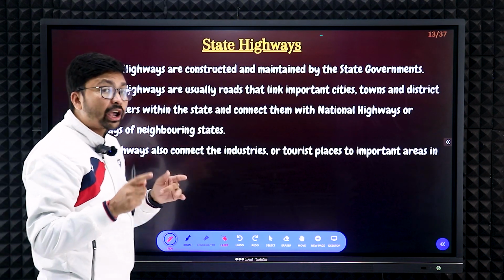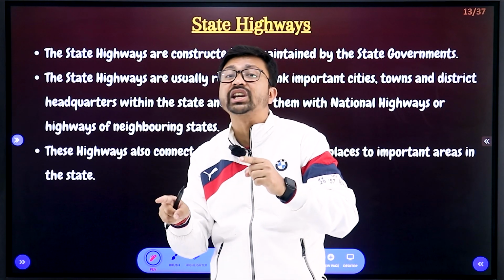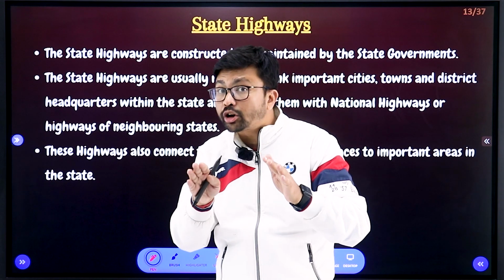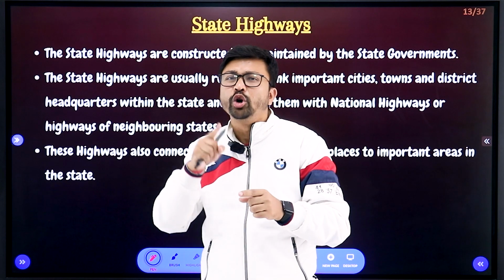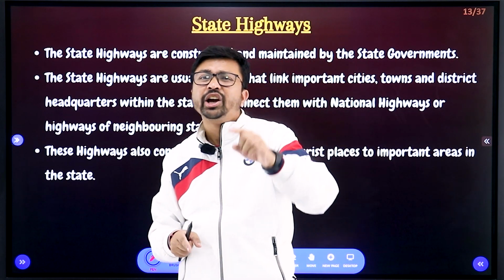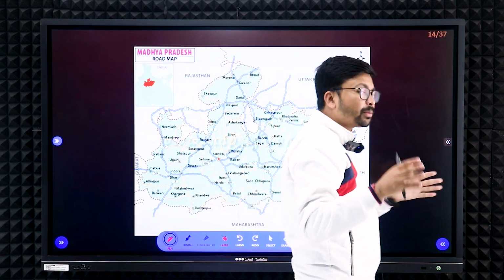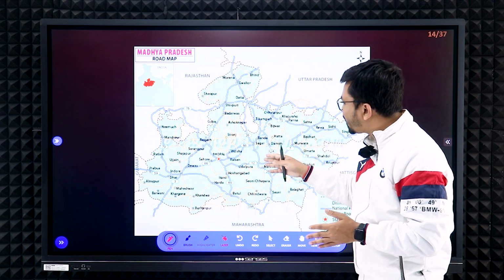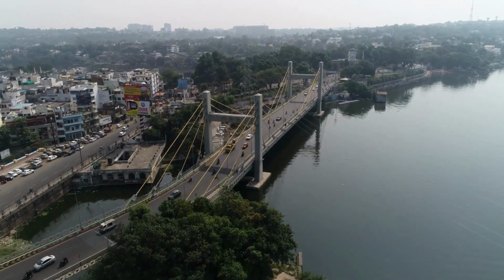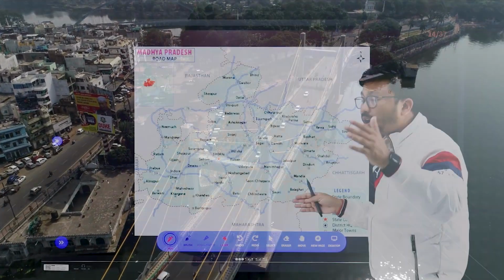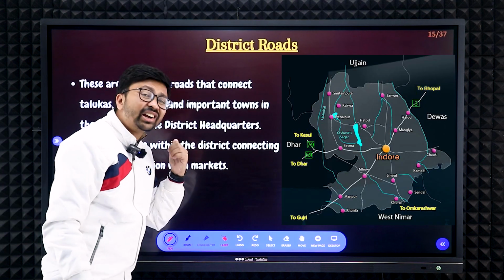Similar pattern, state highways. What do they do? Very simple. State highways connect the state capital to the district headquarters. Each state's highways are maintained by the state government. They make sure each district headquarters is connected with the state capital, right? Here you can see one of the important states of India, Madhya Pradesh. The capital of Madhya Pradesh is Bhopal. Bhopal is connected with the other district headquarters easily by the state highways, right?